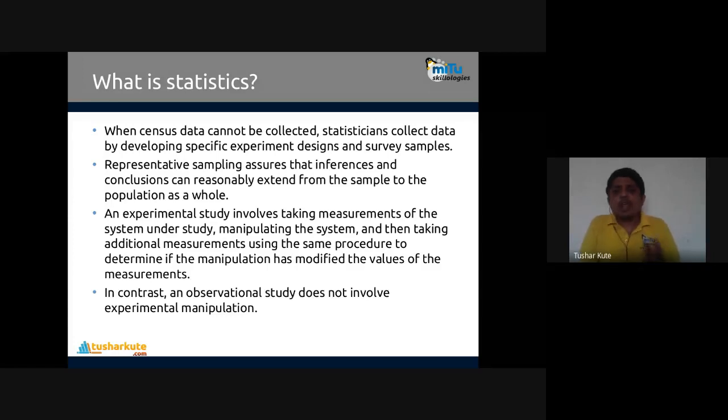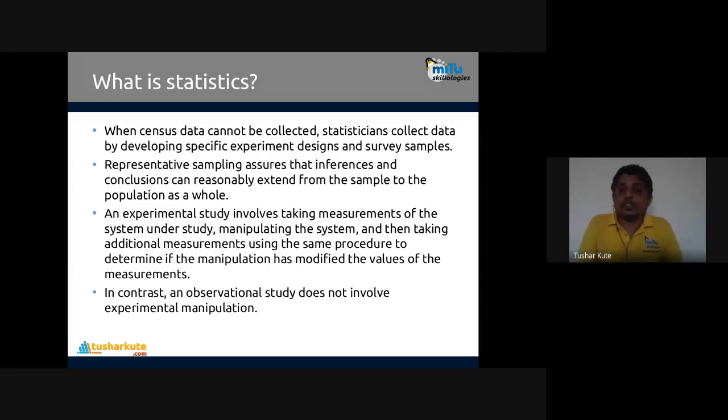Fine. So an experimental study involves taking measurements of the system under study, manipulating the system, and then taking additional measurements using the same procedure to determine if the manipulation has modified the values of the measurements. There is a modification and a result of the modification that we can compare, and accordingly we can conclude something. If I am doing this, then it is expected like that. Why is it done? Because I have done this. I make the conclusions, and these conclusions are made with the help of statistical operations. That is why statistics is important.